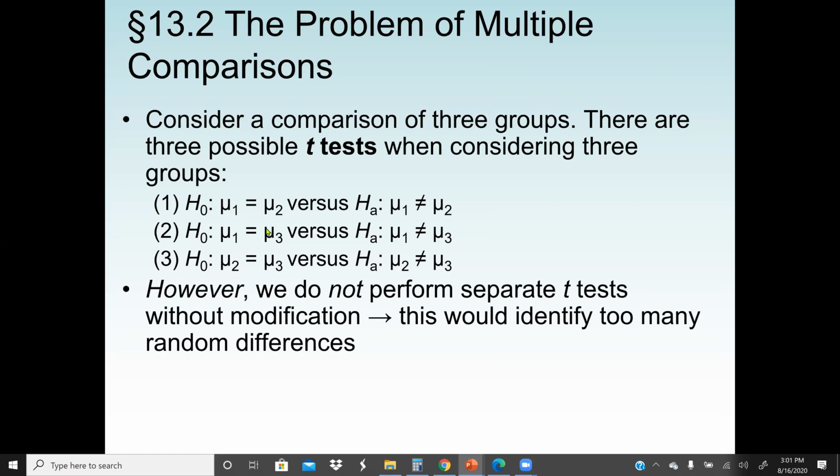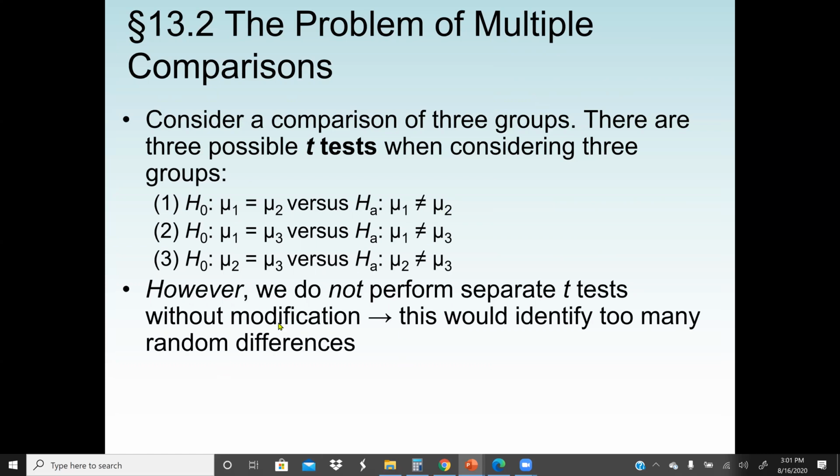But here we break it down that we have three possible t-tests. We can have mu1 equal to mu2, or mu1 equal to mu3, or mu2 equal to mu3. Now, if we say mu2 equal to mu3, then our HA will be mu2 not equal to mu3. We say mu1 equal to mu3, then our HA will be mu1 not equal to mu3. Or we say mu1 equal to mu2, then HA will be mu1 not equal to mu2. Always, as we know from the beginning of hypothesis testing, HA always goes against HO. HO, which is the null hypothesis, is our claim.